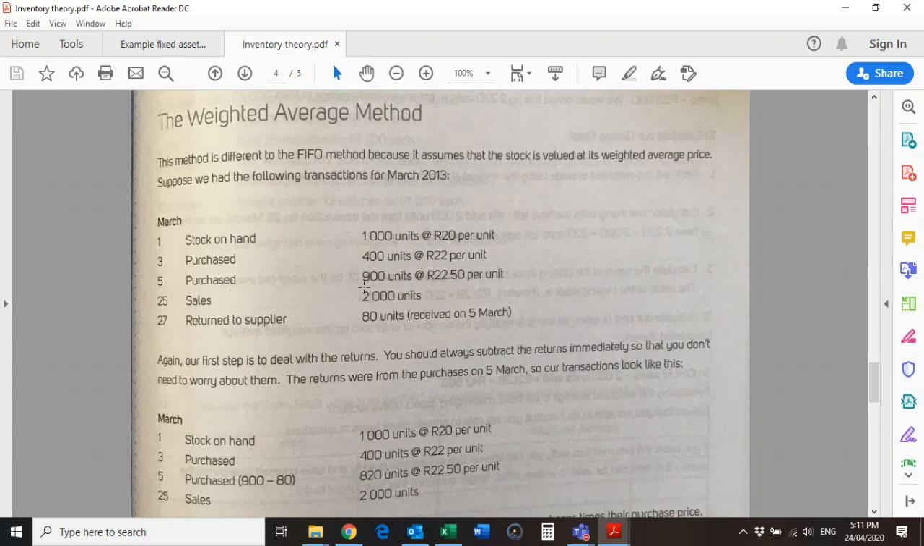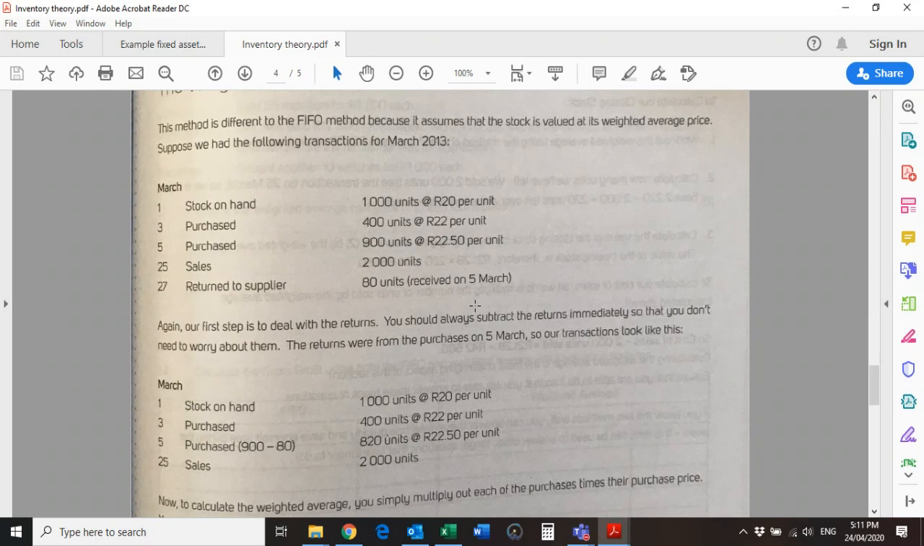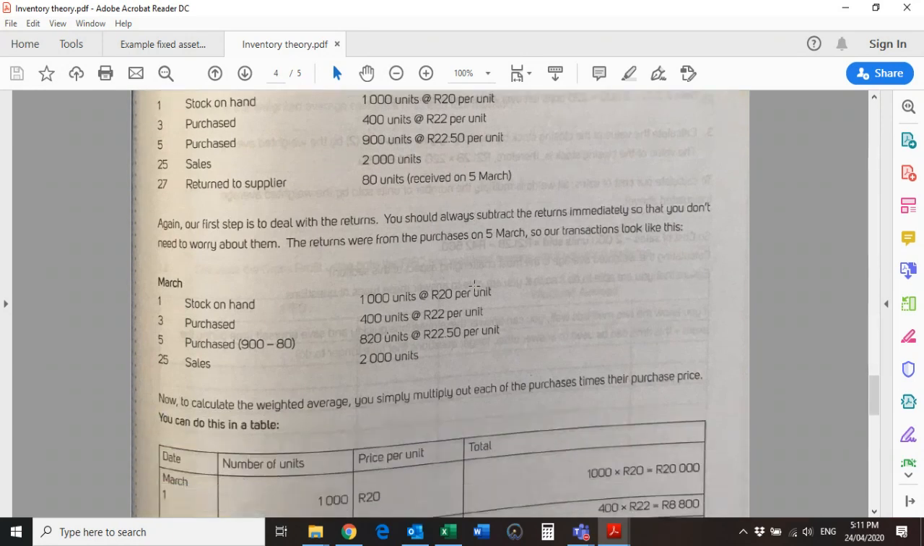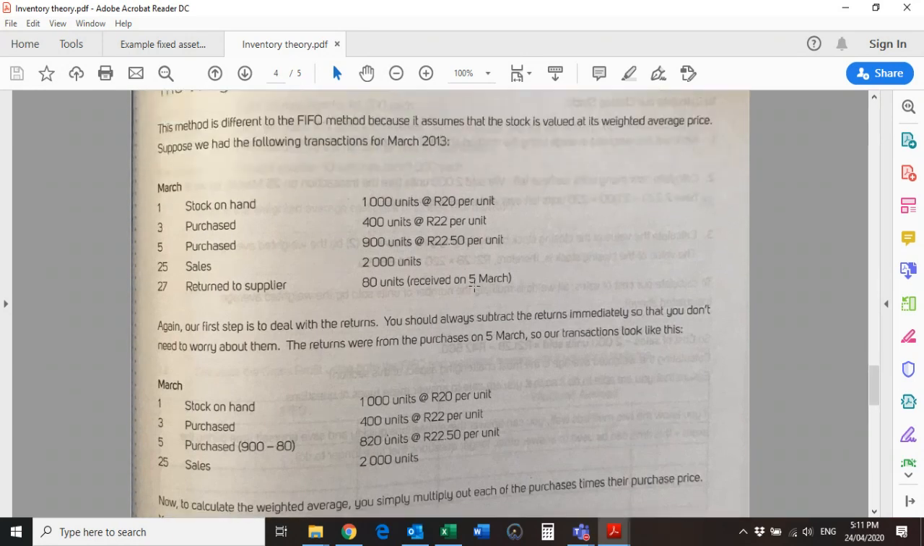We sold 2,000 units and we returned 80 units to the supplier on the 5th of March. Okay, so yes, it's very important. Before I go on, they say our first step is to deal with the returns. So we need to immediately say, okay, on the 5th of March, I bought 900 units. So what am I going to do? I'm going to immediately deduct my 80 units from these 900 units.